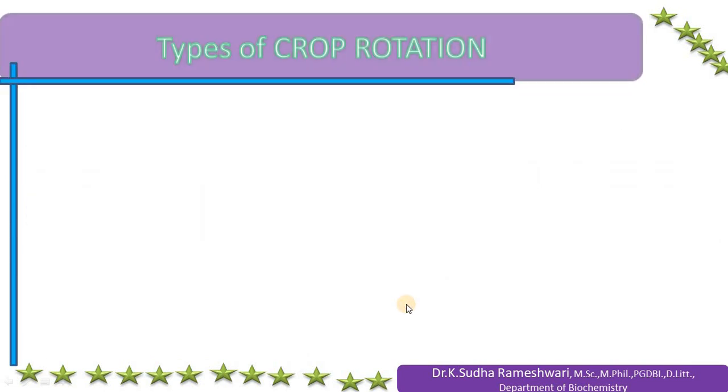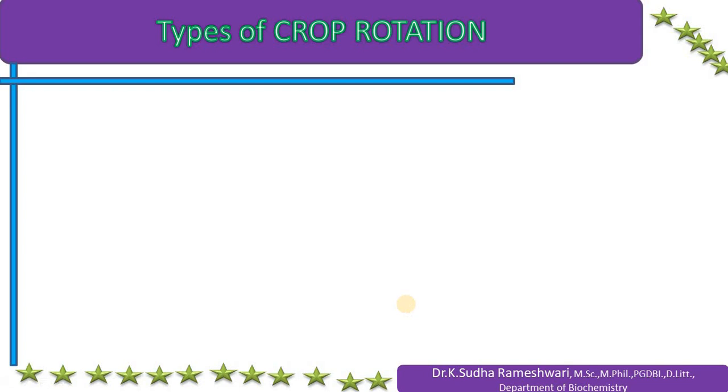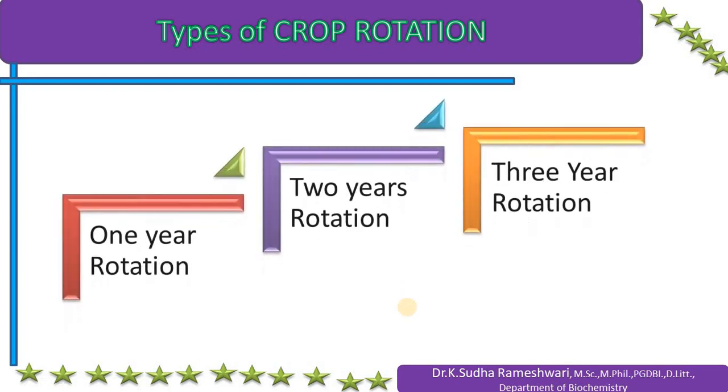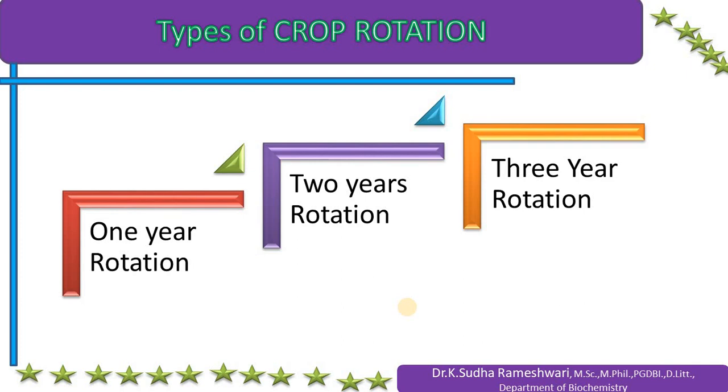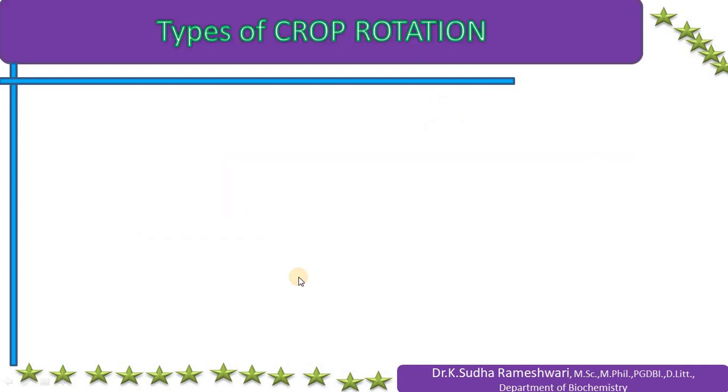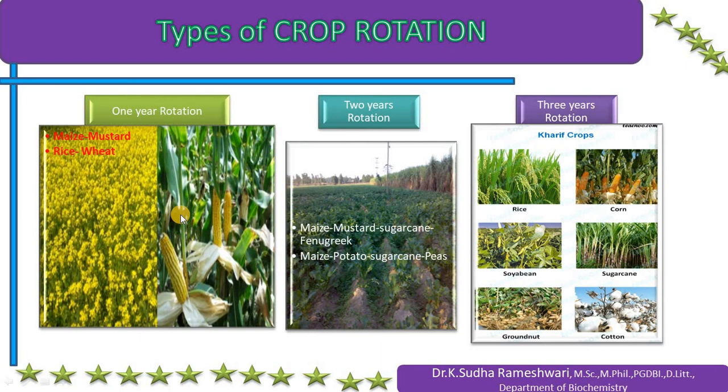Next we see about types of crop rotation in vegetables. There are three types of crop rotation: 1 year rotation, 2 years rotation and 3 years rotation. Example, in 1 year rotation, we choose maize, mustard in one year, and next year rice, wheat. In 2 years rotation, maize, mustard, sugarcane, fenugreek, and next maize, potato, sugarcane and beans. In 3 years rotation, they might use rice, corn, rice, soya bean, groundnut or corn, sugarcane. This may also be planted. So these are the different types of crop rotation.